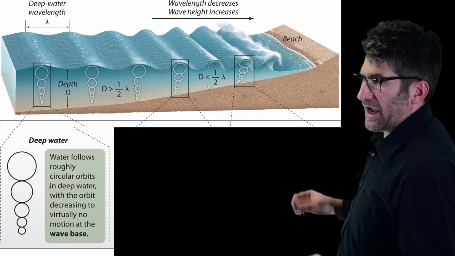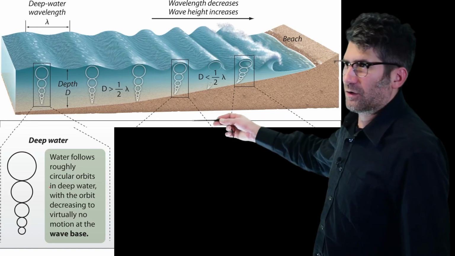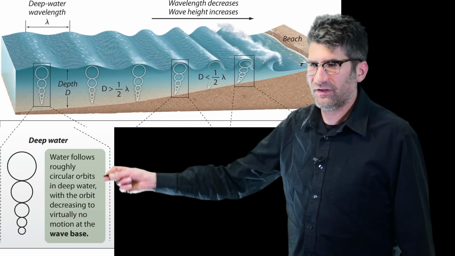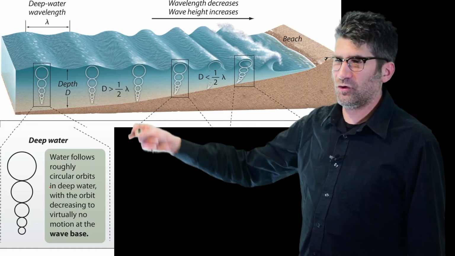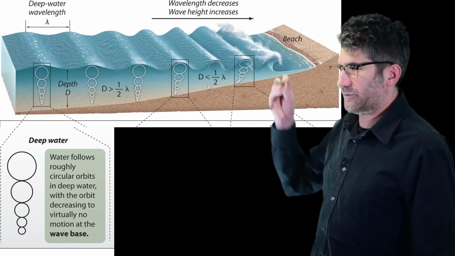So out in the deep ocean, we get these circular paths, and all those paths are moving at about the same speed.